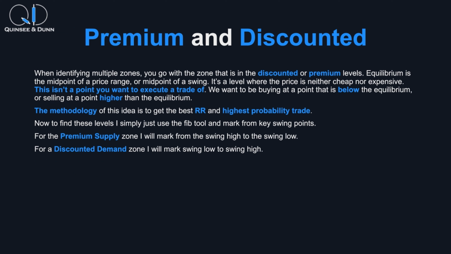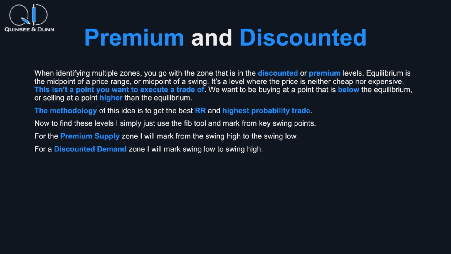Alright, so now I'll just cover premium and discounted zones. When identifying multiple zones, you go with the zone that is in the discounted or premium levels. Equilibrium is the midpoint of a price range or midpoint of a swing. It's a level where the price is neither cheap nor expensive. This isn't a point you want to execute a trade off. We want to be buying at a point that is below the equilibrium or selling at a point that is higher than the equilibrium.